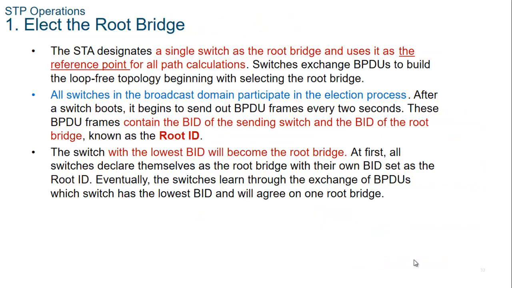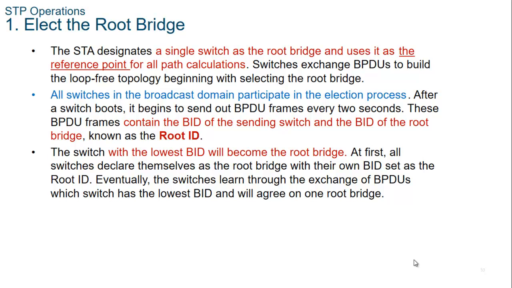So let's look at the steps in STP operation. First, electing the root bridge. The STA designates a single switch as the root bridge and uses this switch as the reference point for all path calculations. Switches exchange BPDUs to build the loop-free topology, beginning with selecting the root bridge. All switches in the broadcast domain participate in the election process. After a switch boots, it begins to send out BPDU frames every 2 seconds. This is the default value, 2 seconds.